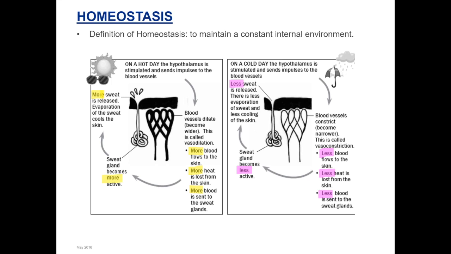Homeostasis. We know homeostasis is to maintain a constant internal environment. Now, whatever situation they put you in or ask you about, hot day, cold day, make sure you're always using the words more and less. If you look at this here, highlighted in yellow, more, more, more, more, more. When it's a cold day, it'll be less, less, less, less, less. Try your best to remember this. This is an easy place to lose marks.